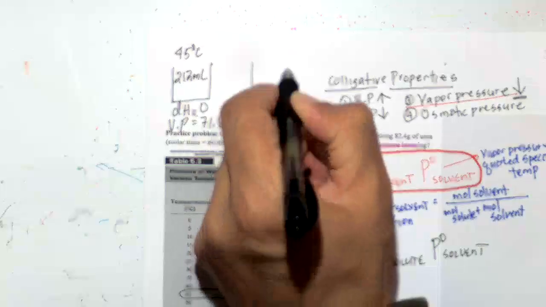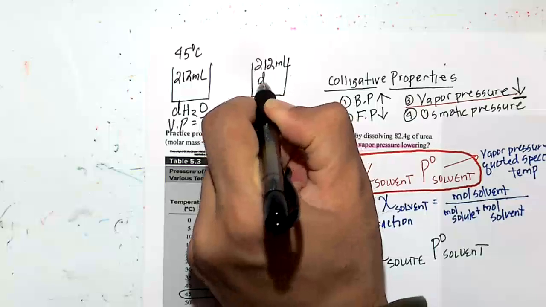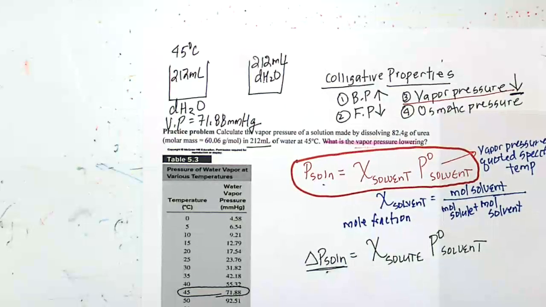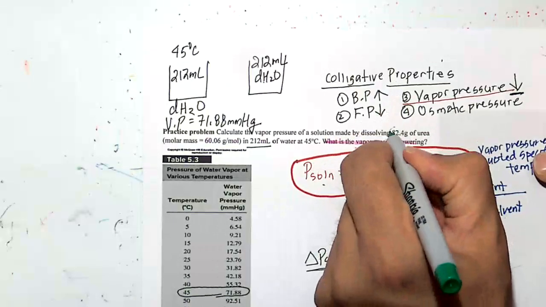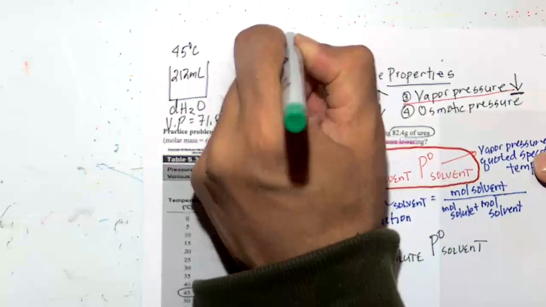All right. Now to this 212 milliliters of water, we're going to add 82.4 grams of urea.